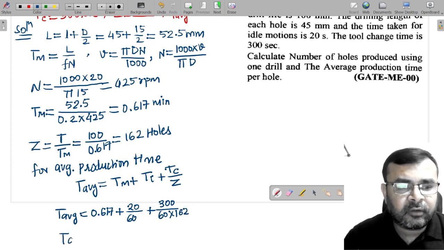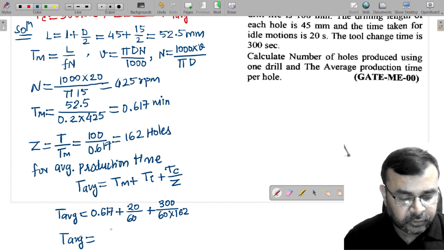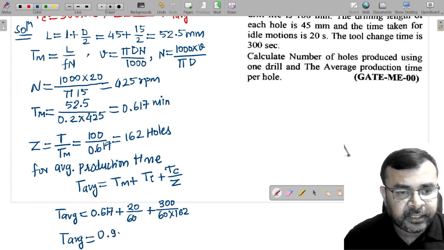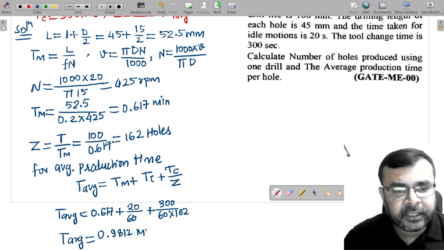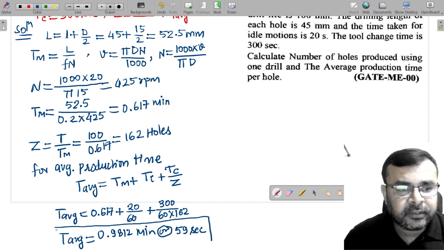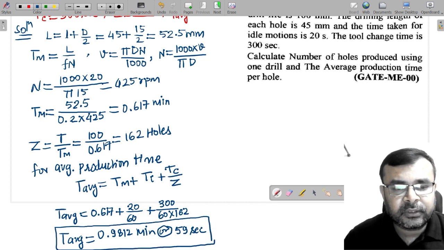After solving this, I get 0.9812 minute, or it can also be represented in seconds, that is 59 seconds. So this is the second part of this question. Like this you can solve this question.